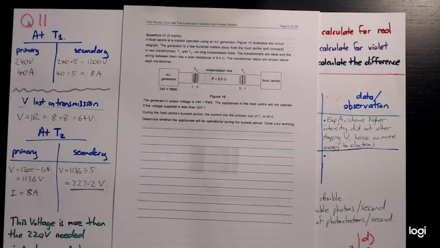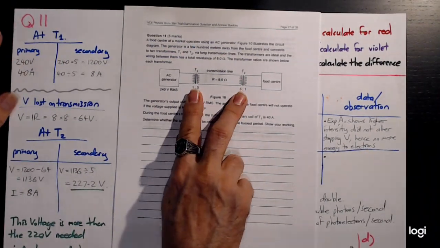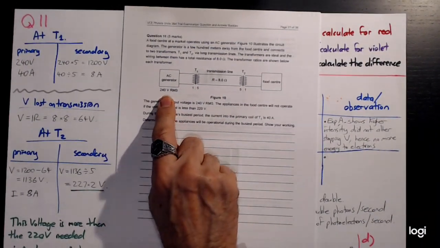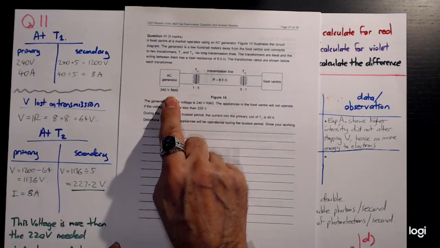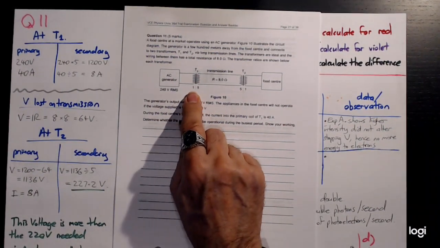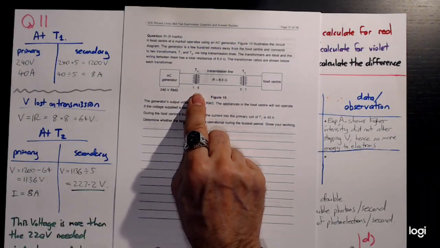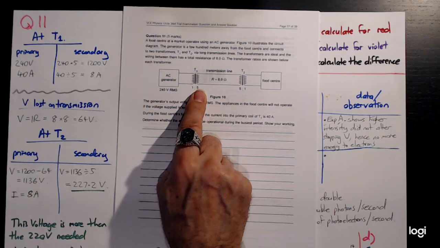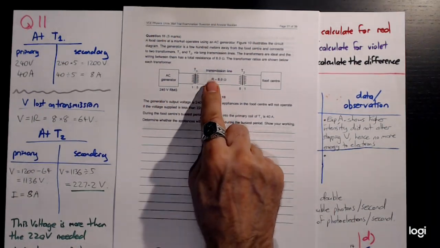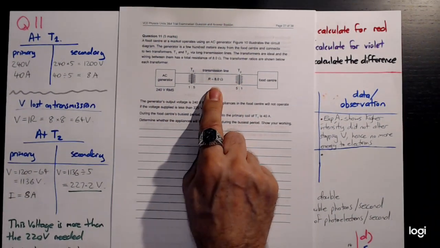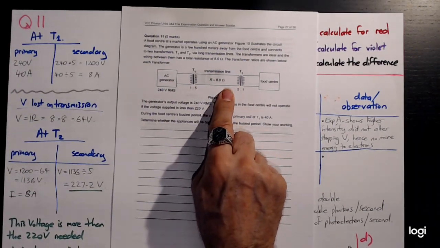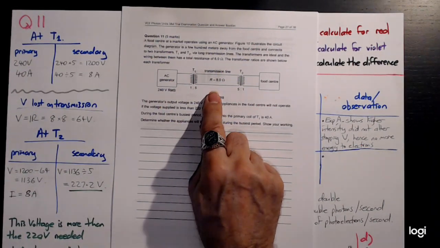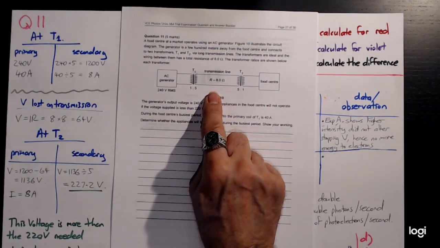Question 11. This is about a transformer situation here. There's an AC generator there, 240 volts RMS. There is a step-up transformer here, 1 to 5, so it steps up the voltage. So the voltage is going to be 5 times bigger over here, and the current's going to be 5 times smaller. Transmission lines have a resistance of 8 ohms, so some of the power is lost there, so the voltage is going to go down. The current stays the same. The voltage is what gets affected.